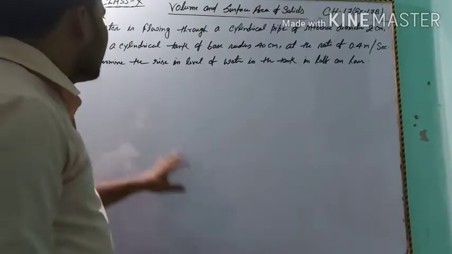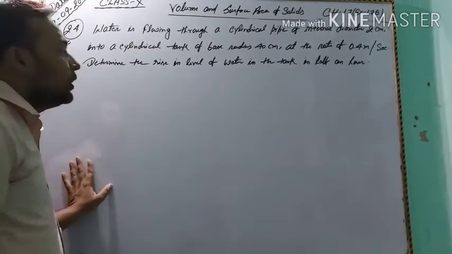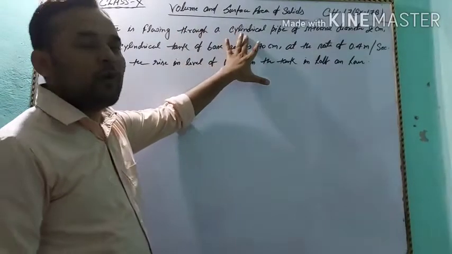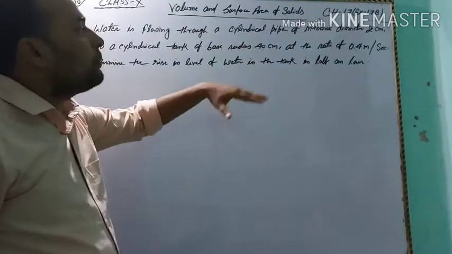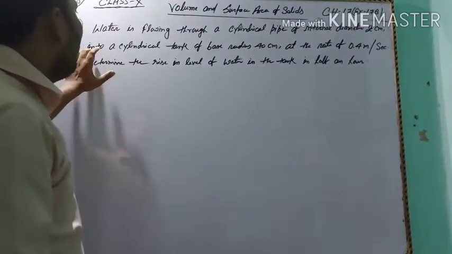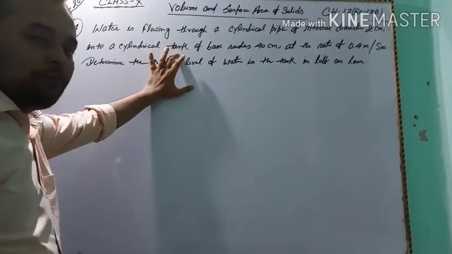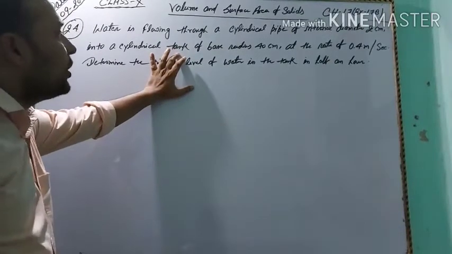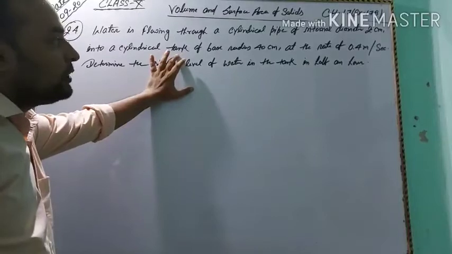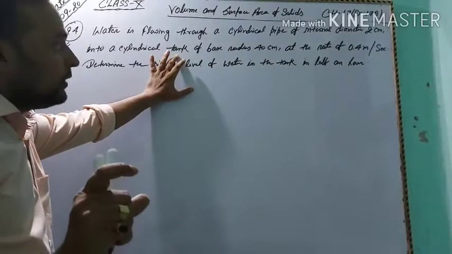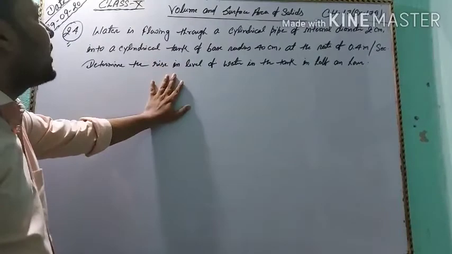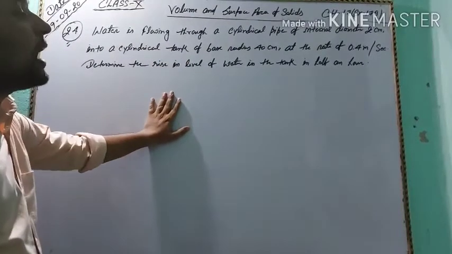Okay, our next question is question number 24. 24 number question ki, water is flowing through a cylindrical pipe of internal diameter 2 centimeter into a cylindrical tank of base radius 40 centimeter. Base radius क्या है? 40 centimeter है cylindrical tank का. Clear? At the rate of 0.4 meter per second. Determine the rise in the level of water in the tank in half an hour.